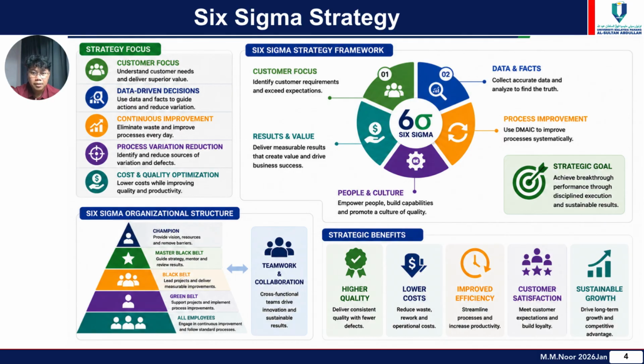And then we have the Six Sigma strategy framework. The circular diagram illustrates how different elements work together. Customer focus helps define quality requirements. Data and facts provide objective information for decision making. Process improvement uses DMAIC to improve performance. People and culture ensure employee involvement and commitment. Finally, results and value represent the measurable business benefits achieved.